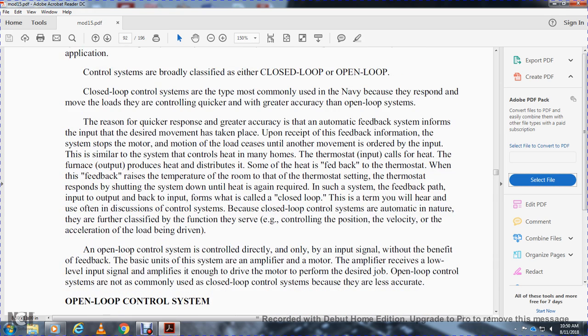An open loop control system is controlled directly only by the input signal, without the benefit of feedback. The basic unit of the system is an amplifier and a motor. The amplifier receives the low-level input signal and amplifies it enough to drive the motor to perform the desired job.